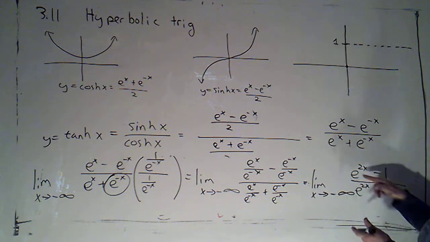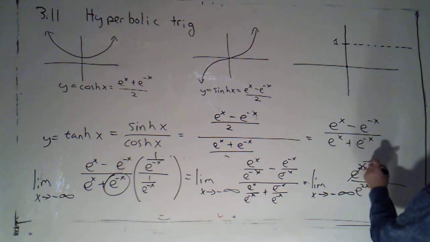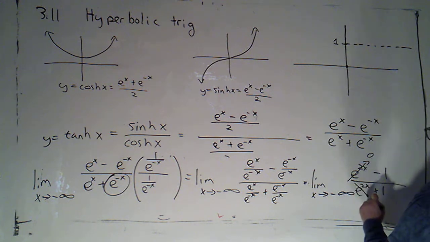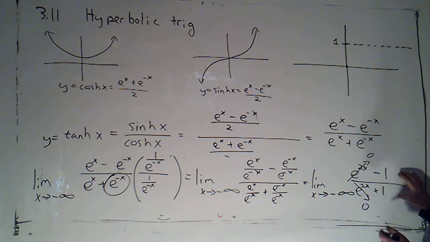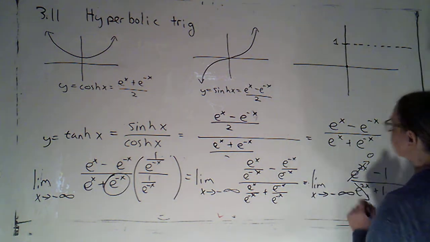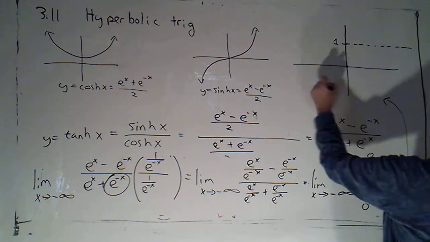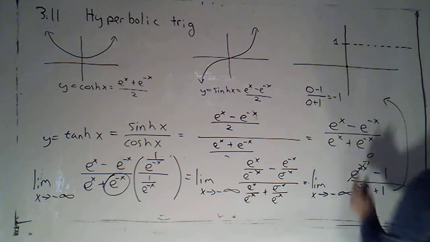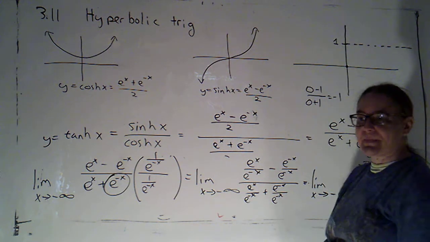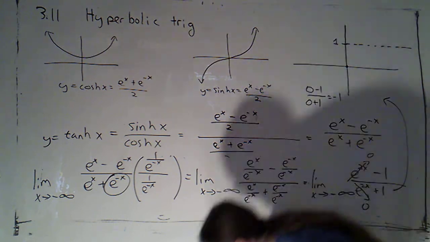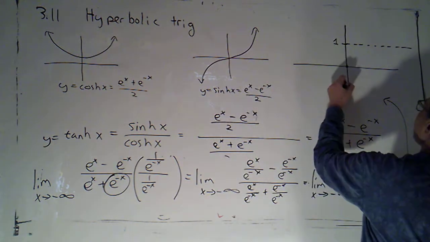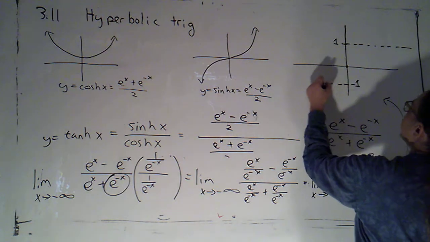But now, e to the 2x is going to 0 because the exponent is getting big and negative. That's also going to 0. So we get 0 minus 1 over 0 plus 1, which simplifies to negative 1. So we're going to have a horizontal asymptote on the left side at a height of negative 1.